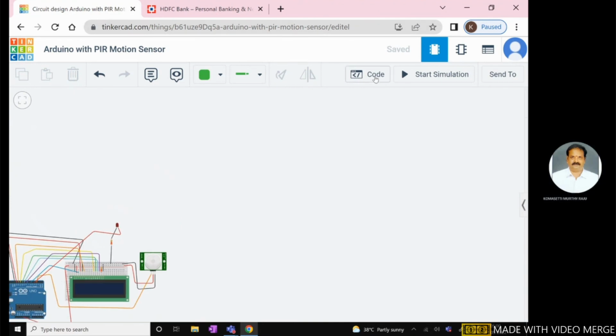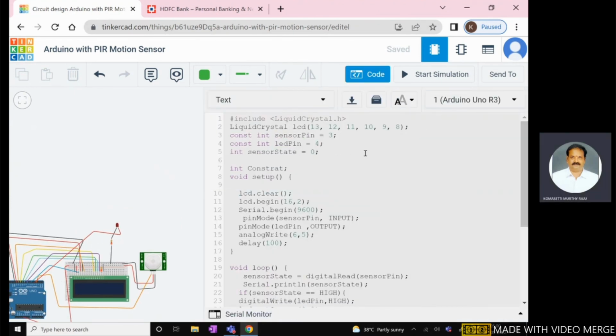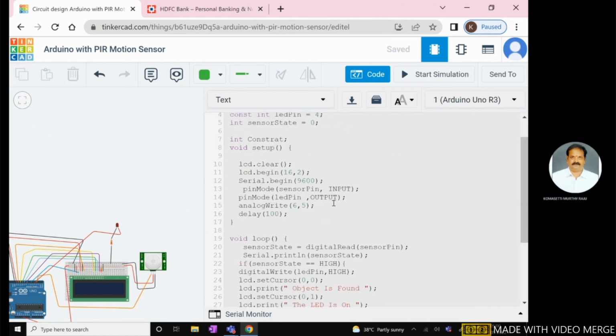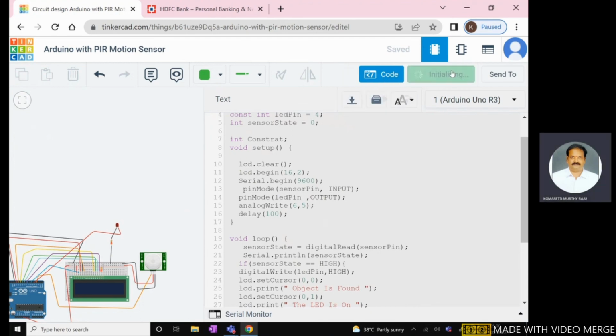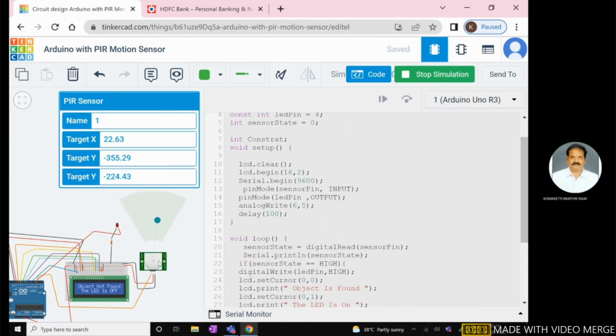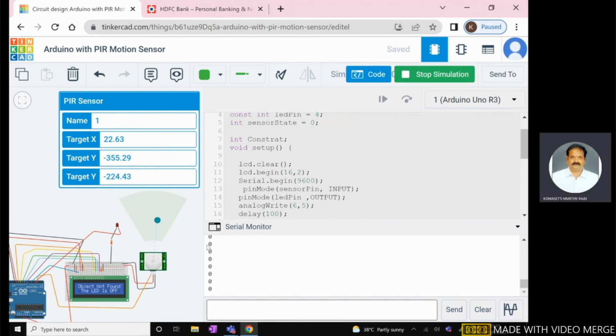Next one. This code is already explained. This is the code of the PIR sensor interfacing with the Arduino. Start simulation. Here is the serial monitor. In the serial monitor, the state of the PIR sensor pin is low. The LED is off. The object is not found.